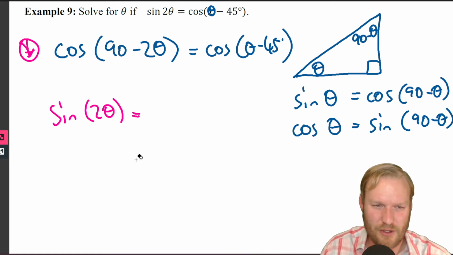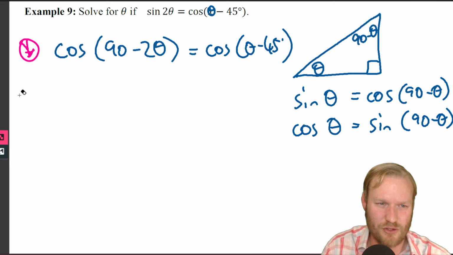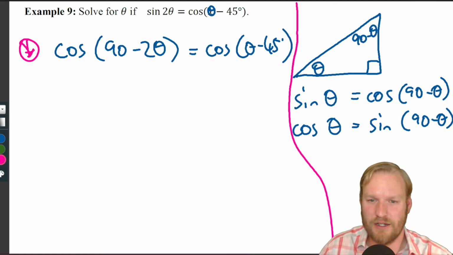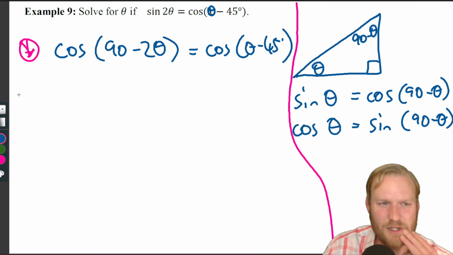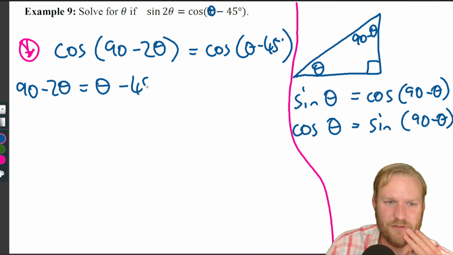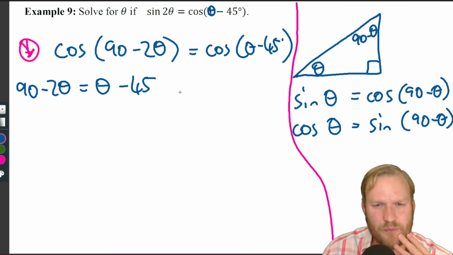Okay, so let's get rid of that there, and let's just put that in its box. So now we've got cos something equals cos something else. So it feels like, well, that's easy enough: 90 minus 2 theta equals theta minus 45. Well, that's part of the puzzle.